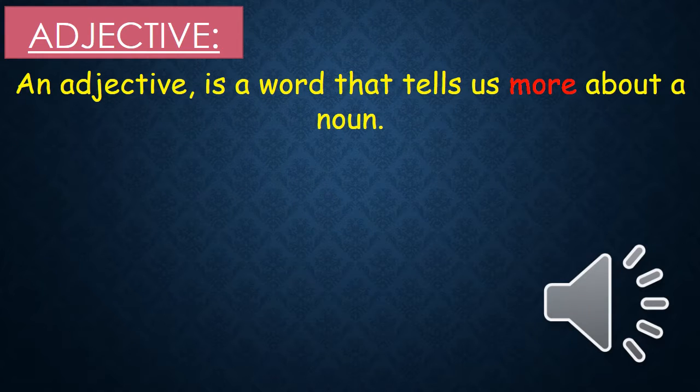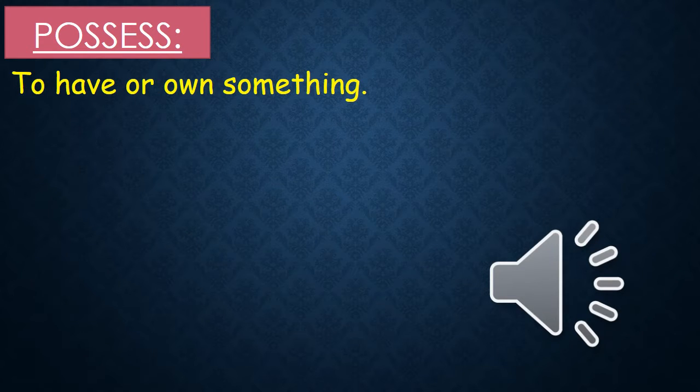First, boys and girls, before we get into the lesson, let's talk about adjectives. Remember, an adjective is a word that tells us more about the noun. We call it a describing word because it describes the noun. If we look at the word possess, the word possess means to have or to own something. So if you have a pencil, you possess a pencil. It means you have it or you own it. It belongs to you.